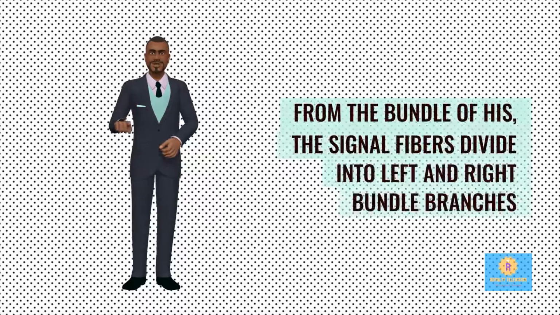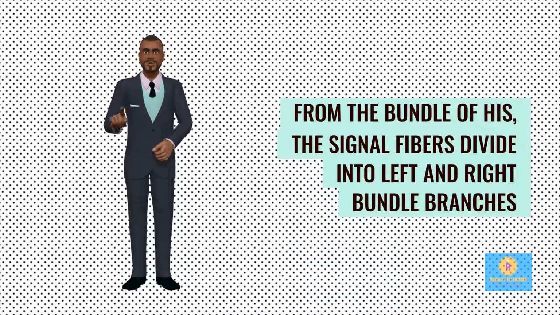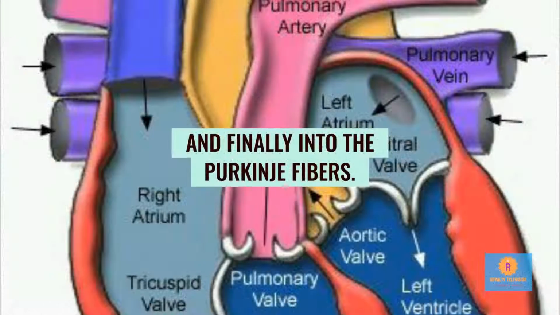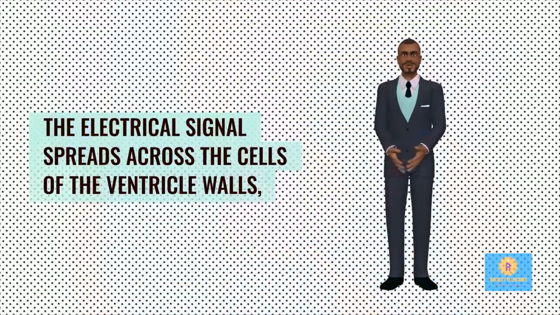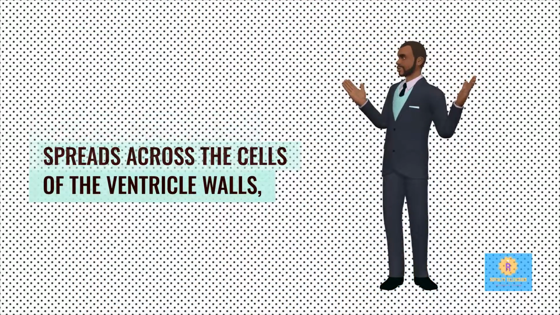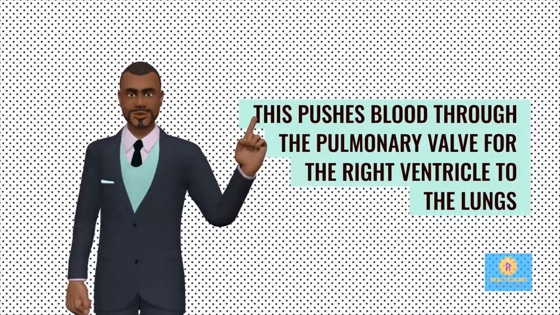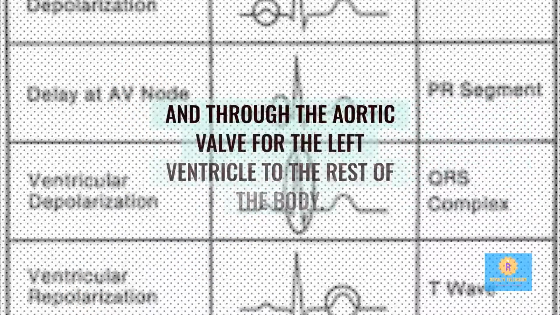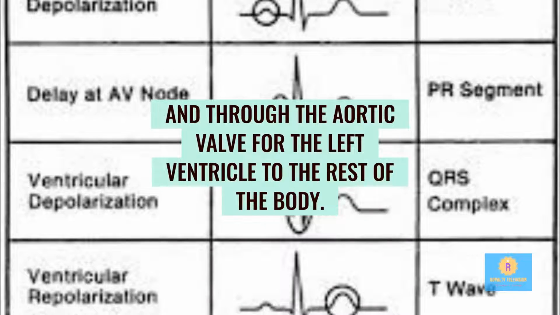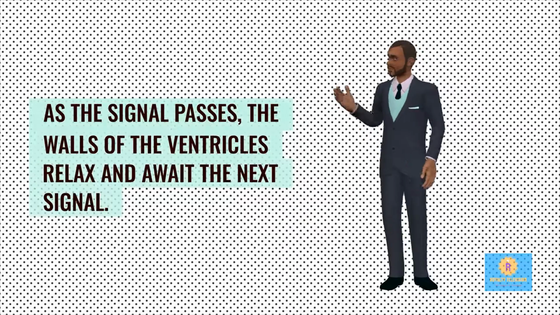From the bundle of His, the signal fibers divide into left and right bundle branches and finally into the Purkinje fibers. The electrical signal spreads across the cells of the ventricle walls, and both ventricles contract. This pushes blood through the pulmonary valve from the right ventricle to the lungs and through the aortic valve from the left ventricle to the rest of the body. As the signal passes, the walls of the ventricles relax and await the next signal.